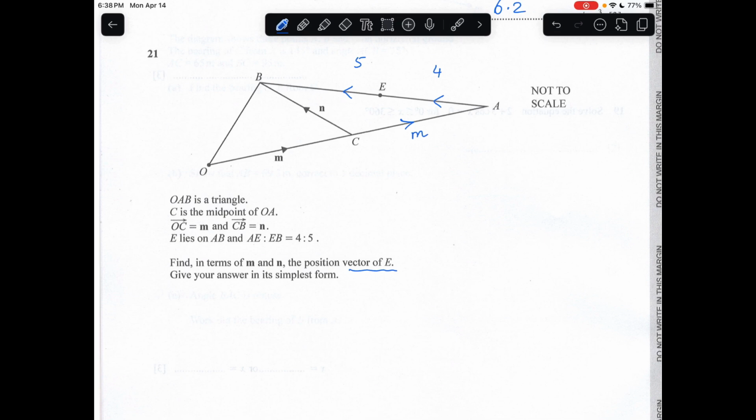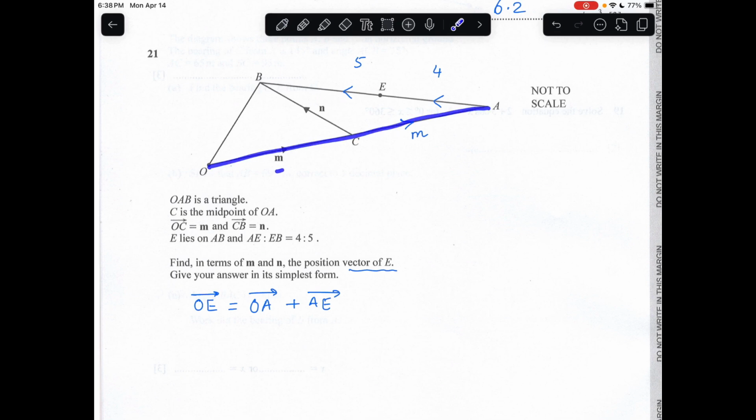Now, what is the meaning of position vector? It means how far it is from the origin. So we need to find OE. So first write down the path that you're going to choose. Somebody would like to go this way. Many others would like to go this way. So I'm going to go OA and then AE. I've chosen this path because it's just easy.